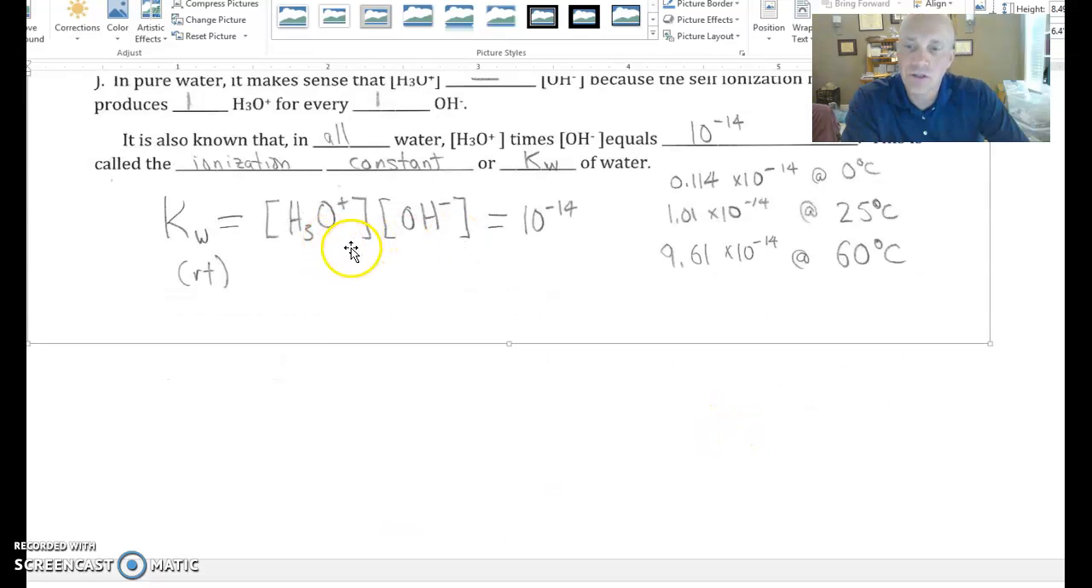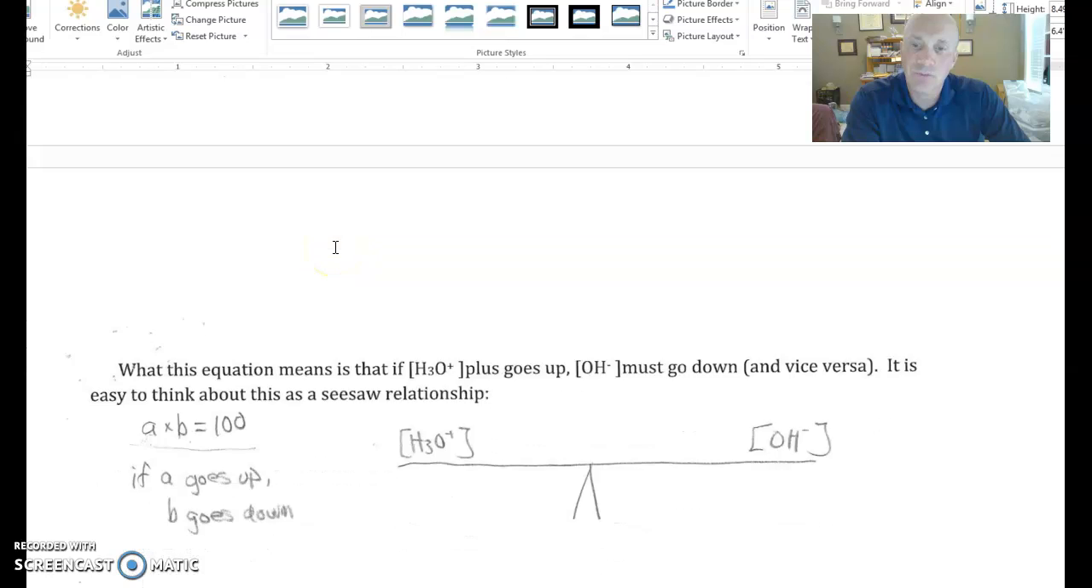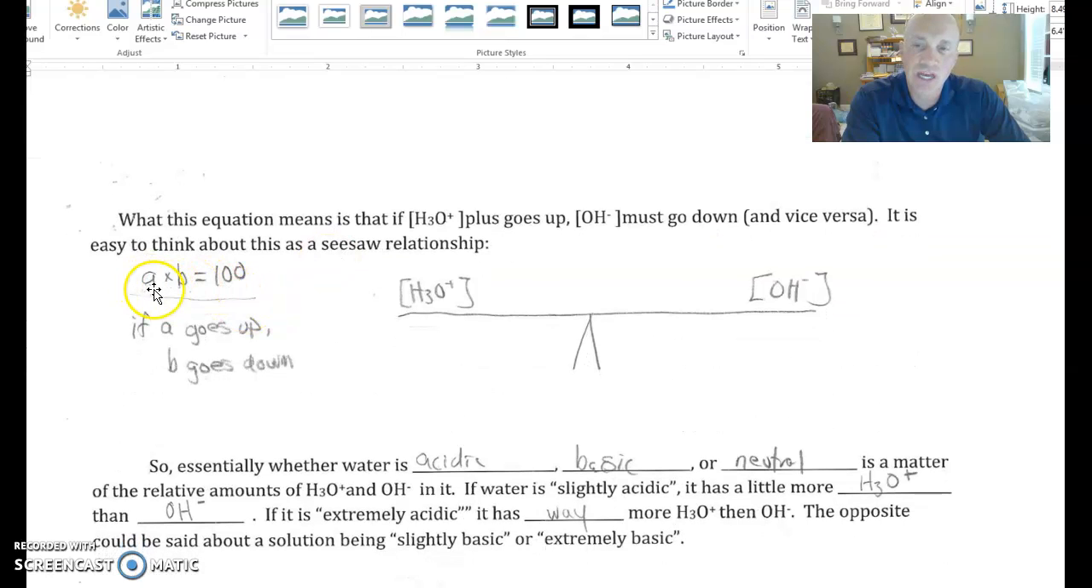So if you take a look at this equation right here, what it essentially says is that this thing times this thing is always going to be equal to the Kw at that particular temperature. So using a little bit of math intuition, whenever you have a formula of this general form, A times B equals some constant, and we'll just use 100 as an example, some number that's always going to stay the same, what this means is that if one of these goes up, the other has to go down.